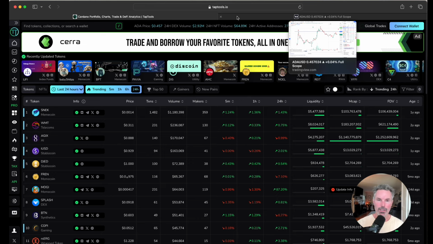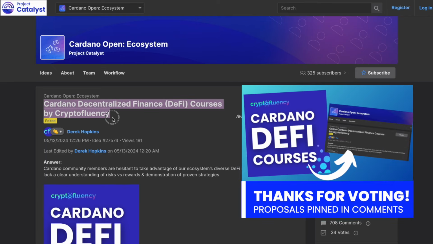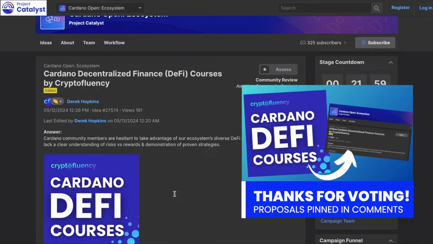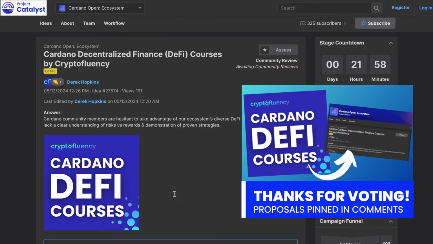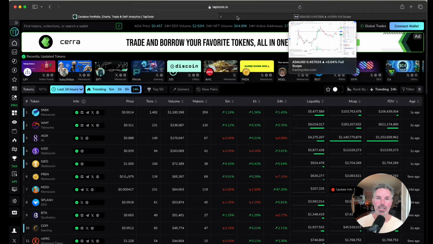With the educational Cardano courses I'm going to put out for DeFi that you can vote for on Catalyst, you should have your wallet lined up for the snapshot that's coming. You only need 500 ADA in your wallet to take part in Catalyst decentralized governance voting. I suggest you do that.